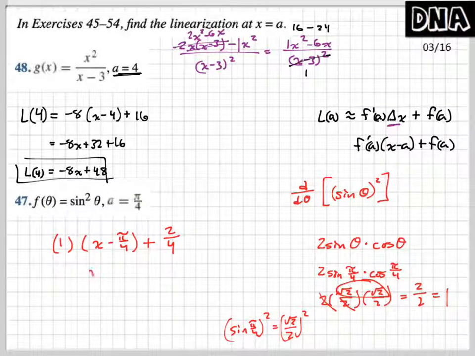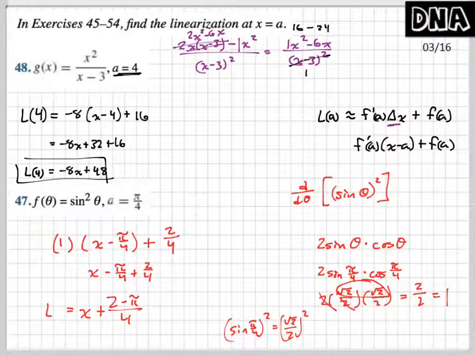So how would we simplify it the way this looks? We got x minus pi over 4, and we're going to add to that 2 over 4. Since these are constants, we want to combine those together. So I'm going to say it's 2 minus pi over 4, because we like to have the minus in the middle. And we're going to add to that the x. Equals L of pi over 4.